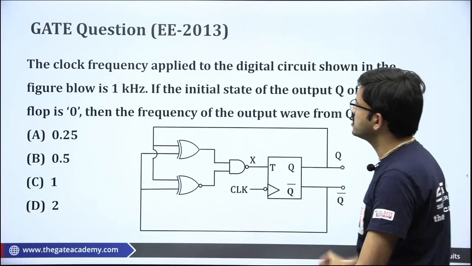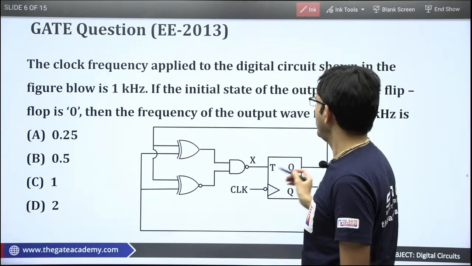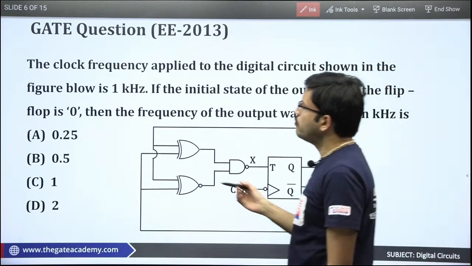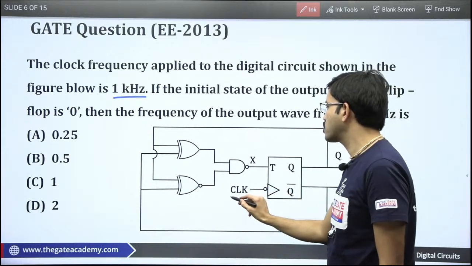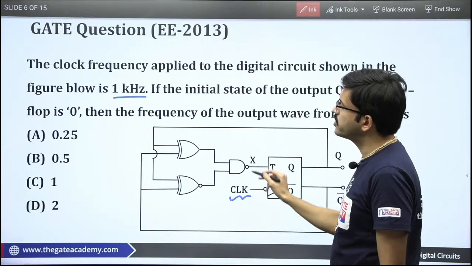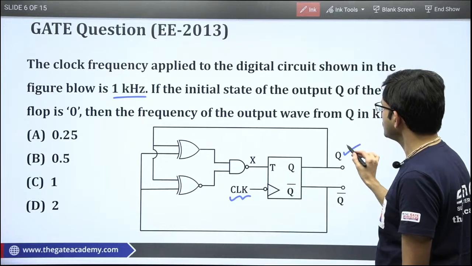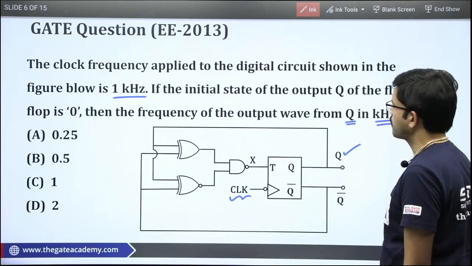Next question, which was asked in GATE 2013. Here they have given one circuit diagram like this, and they have mentioned the clock signal frequency as 1 kilohertz. Here they are applying the clock signal. Regarding the clock signal frequency, they have given 1 kilohertz, and they are asking the frequency at Q, in kilohertz.